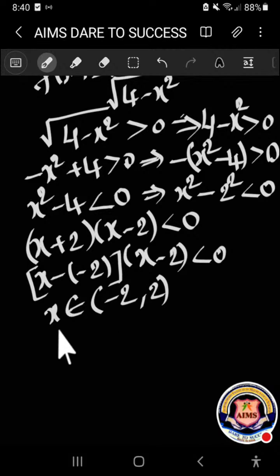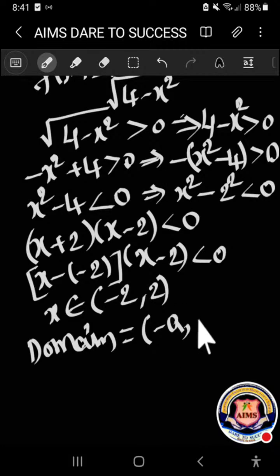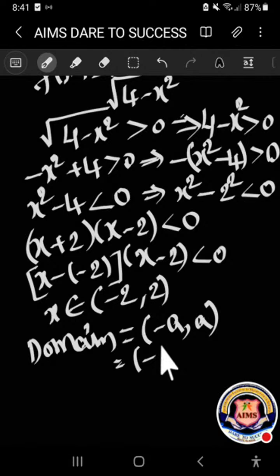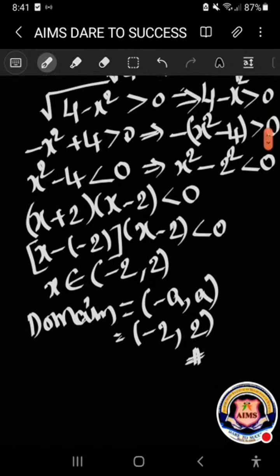This is the answer. So next we want to write the domain. So that domain is open interval minus a comma a. That is minus a means negative value, and a means positive value. I hope you understand, my dear students. So next, a similar type, I wanted to explain one more question.